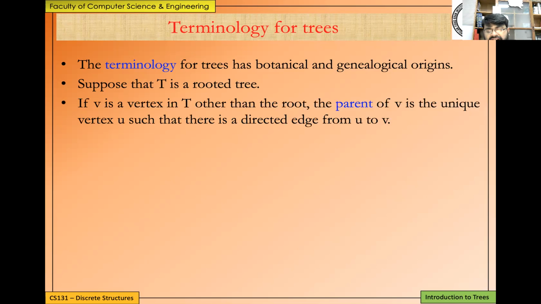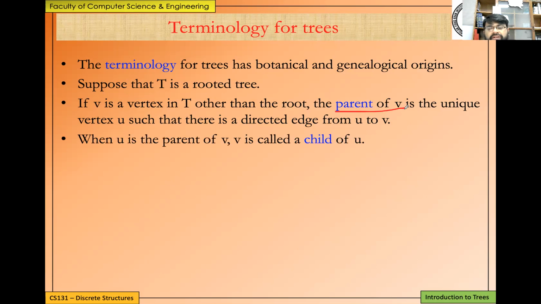Suppose that T is a rooted tree. If V is a vertex in T other than the root, the parent of V, and remember this is true for all vertices in T except for the root itself, is the unique vertex U such that there is a directed edge from U to V. So the direct parent of V would be the unique vertex U such that there is a directed edge from U to V. That is what we call the parent of V.